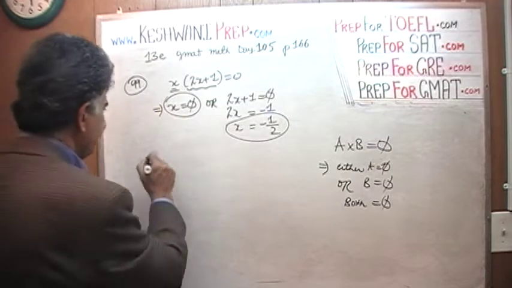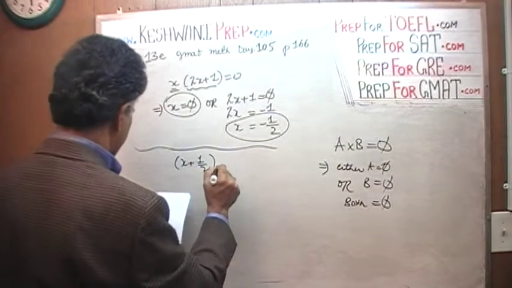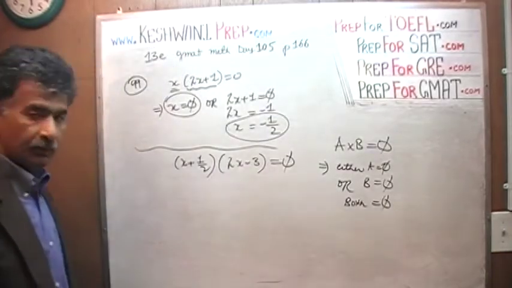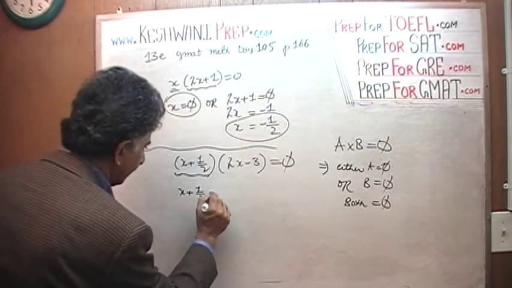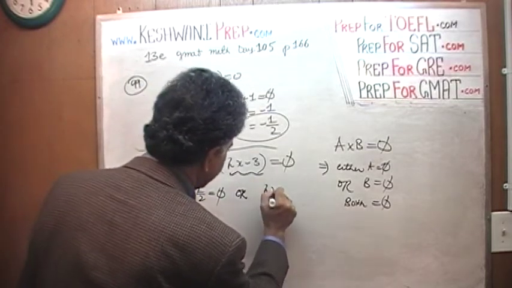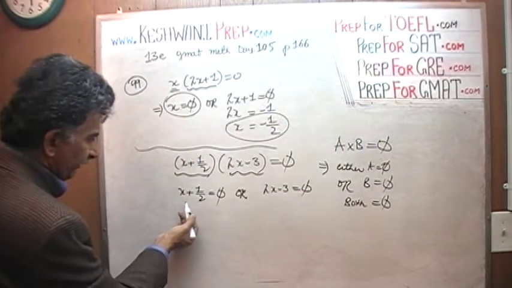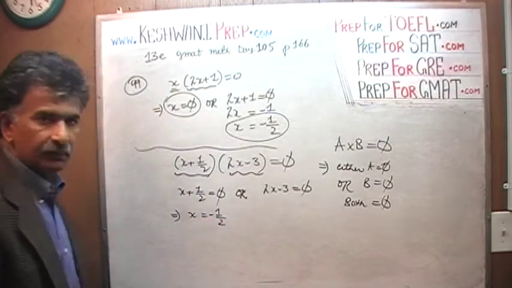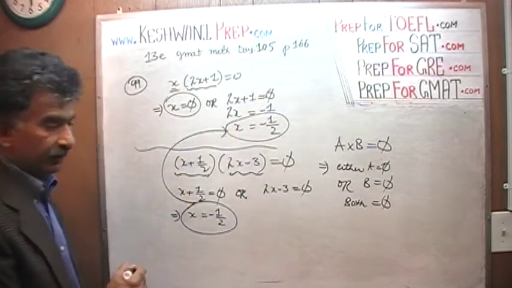So in the second scenario, they tell us that x plus half times 2x minus 3 equals 0. Well, if that were the case, then this part implies that x plus half equals 0, or 2x minus 3 equals 0. If x plus half equals 0, that implies that x equals -1/2. That's it, we're done.